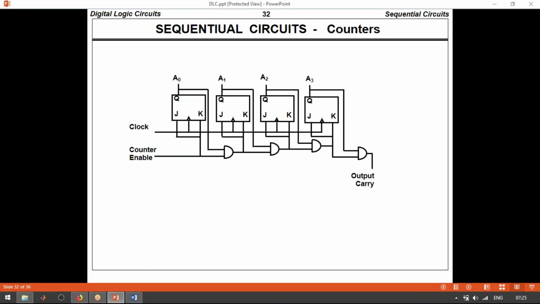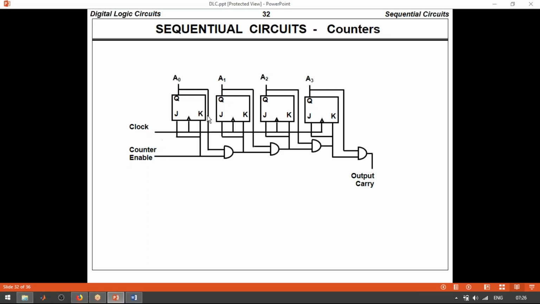Actually, we know for the 1 1 condition, the JK flip flop is toggling. So if both the inputs are connected, there are only 2 cases possible: either it is 1 or it is 0. In case of 0, there is no change. That means whatever the previous output was, that same output will be retained. Here, if it is 1, then the output will automatically toggle.